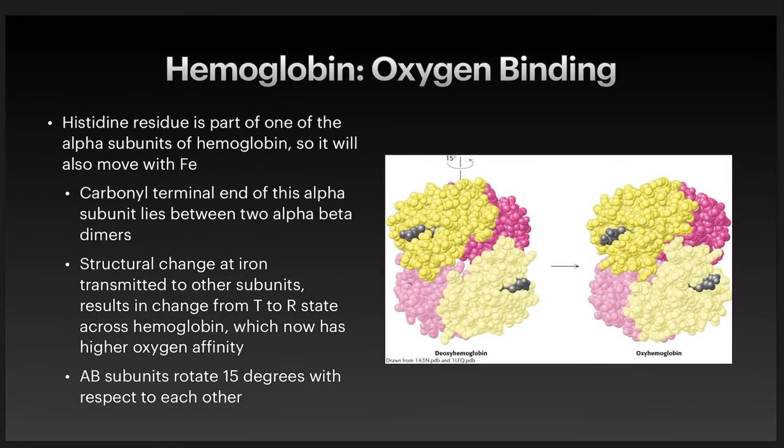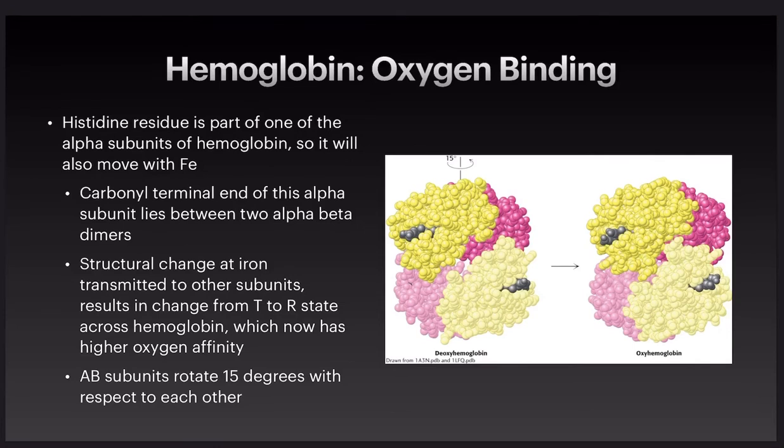The histidine residue is a part of one of the alpha subunits of hemoglobin. So that alpha subunit is also going to move when iron is pulled into the plane. The carboxyl terminal end of this alpha subunit lies between 2 of the alpha-beta dimers. So the structural change at iron is transmitted to the other subunits and results in the change from the T state to the R state across the hemoglobin molecule, which now has the higher oxygen affinity and now will bind at all 4 heme groups.